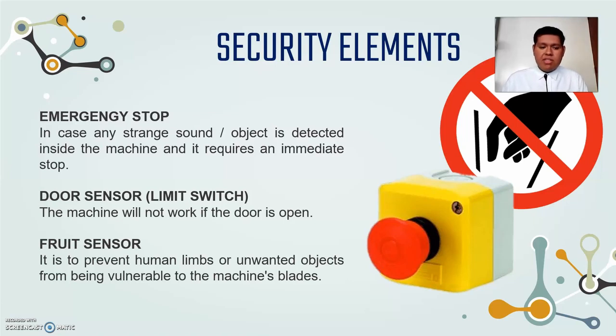Now the security elements. In our machine we have at least 3 security elements. The first one that every machine has is the emergency stop button. This button cuts off the power supply for the whole machine, including the electronics, so that it stops the machine no matter what when it's required to.